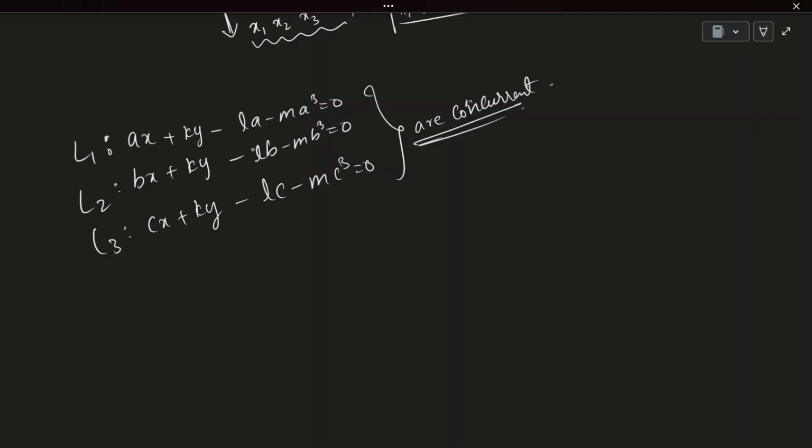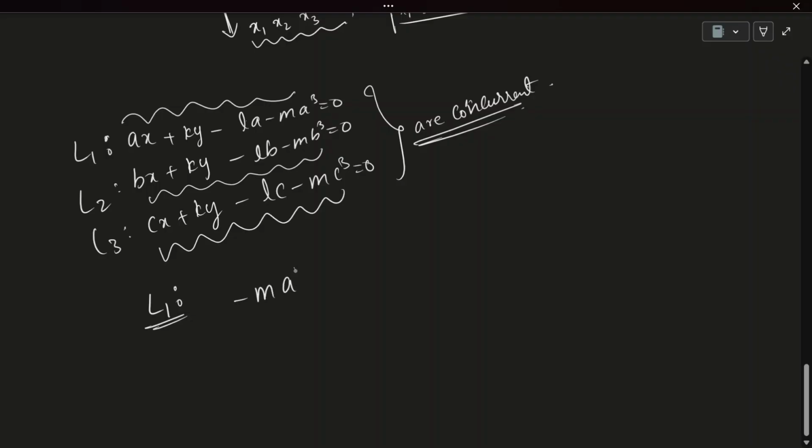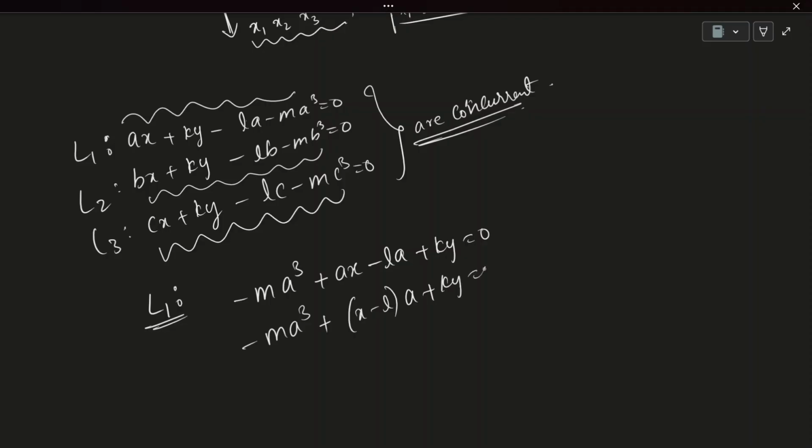If you see these lines, we can take this as a cubic equation in terms of a, this as a cubic equation in terms of b, and this as a cubic equation in terms of c. I will write that one. L1, I'm rewriting it as -ma^3 + ax - la + ky = 0. So -ma^3, plus a is common, so in the brackets (x - l) into a, plus ky equal to 0. I rearranged L1 in this form.